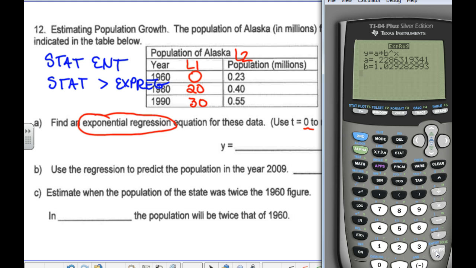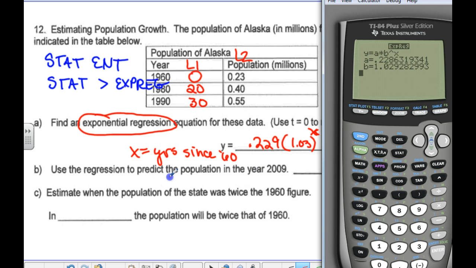All right, and then we're going to write this equation down. It's a times b to the x, so it's 0.229 times 1.03 to the x. I'm rounding randomly here. X is time. X is years since what was it? 60?